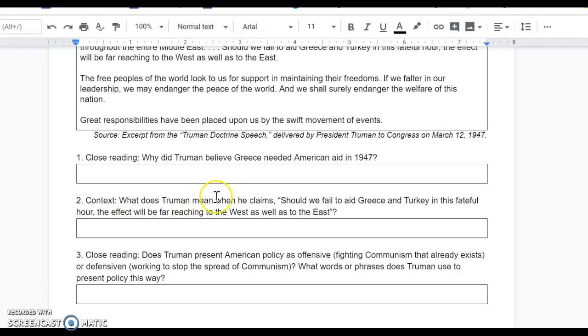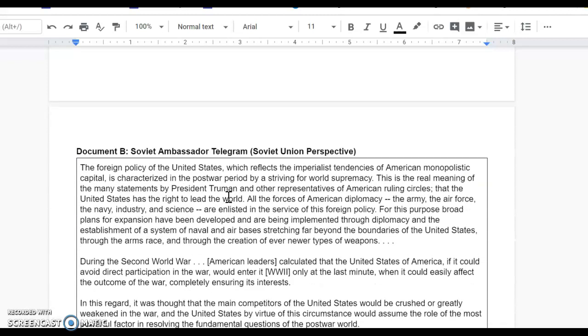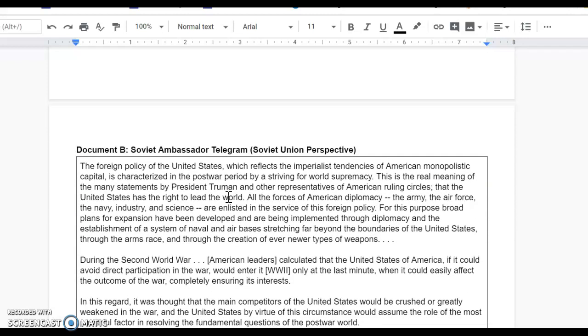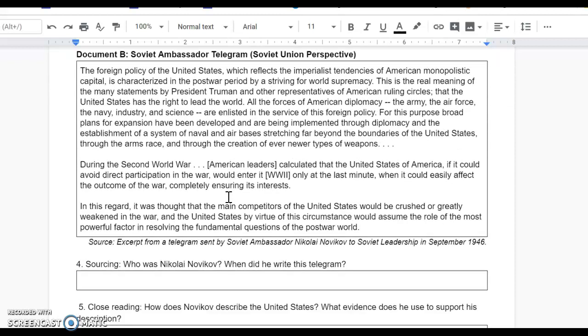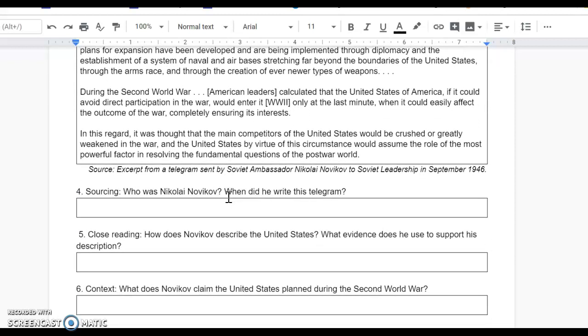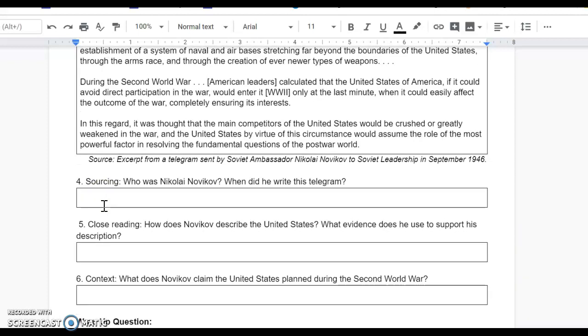All right. On to the next document, document B. This is from the Soviet perspective. And we have three questions. Again, remember, a sourcing question is about the author, so that's what that's going to be dealing with. We're looking for source type information.